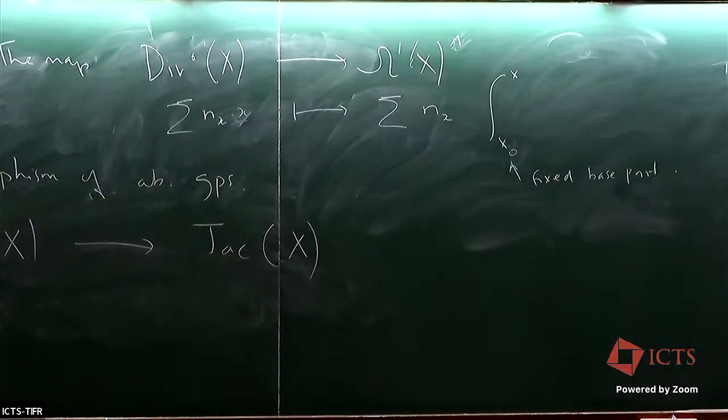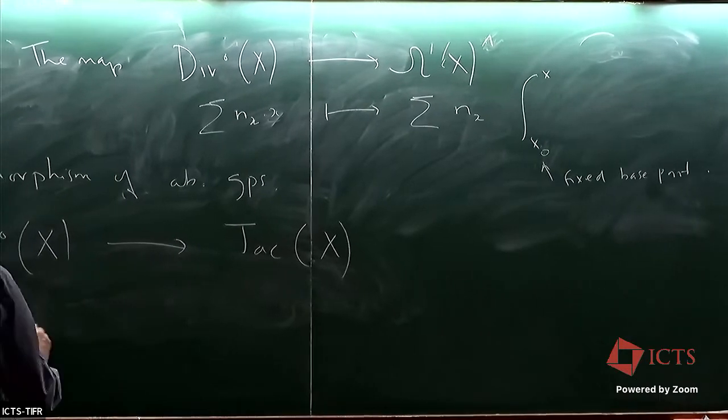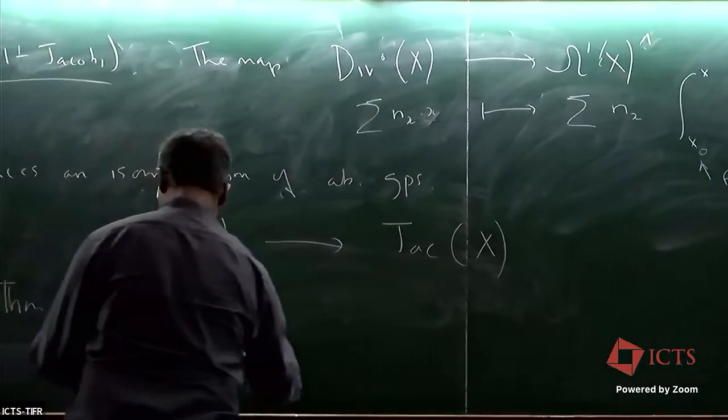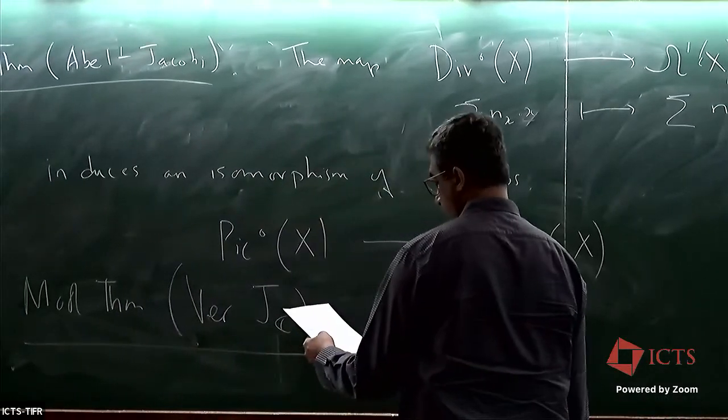in the complex world. Okay, so here is another version of the modularity theorem using Jacobians. This is what they call version JC. And I think this was also mentioned today.